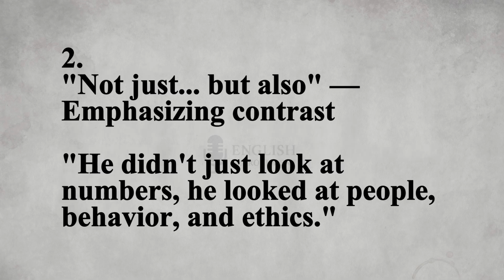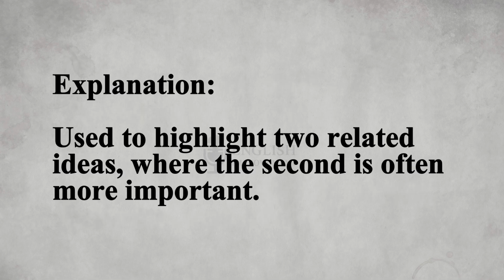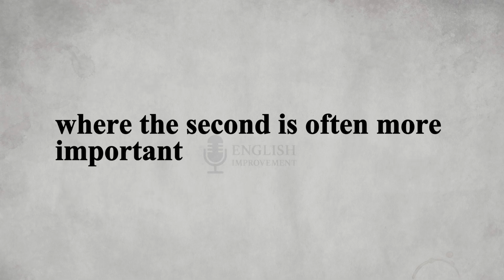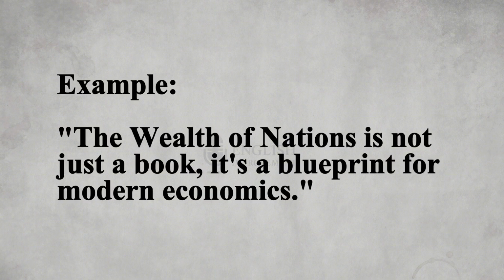2. Not just, but also, emphasizing contrast. He didn't just look at numbers, he looked at people, behavior, and ethics. Explanation. Used to highlight two related ideas, where the second is often more important. Example. The Wealth of Nations is not just a book, it's a blueprint for modern economics.